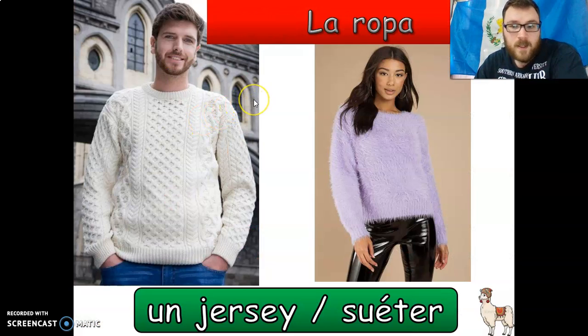Okay, so this one is for a sweater, and it has two possible ways to say it. Un jersey, which is more like what's in the book, I guess Spanish. Where I studied in the US and Guatemala, we just call it un sweater. Okay, cool. So un jersey, un sweater, both okay.